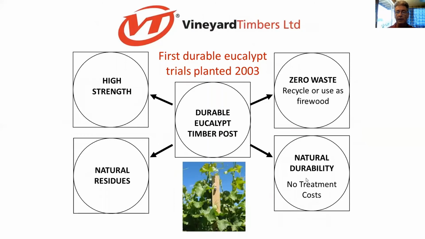With this already happening in 2003, we saw the opportunity for producing a naturally durable timber post, and started planting Eucalypt trials then, as well as processing trials, getting some local trees sawn from good hardwood, durable species, and being able to sell posts to local vineyards who liked the high strength, the natural residues, the natural durability, and the potential for zero waste that these posts offered.